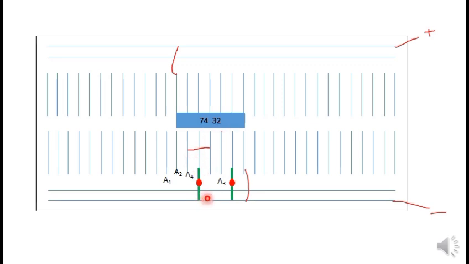Here the green line with a red dot represents LEDs. This LED is O0 and this LED represents O1, and I have made a connection between the second and fourth line of the IC. So you can make this circuit on your breadboard.